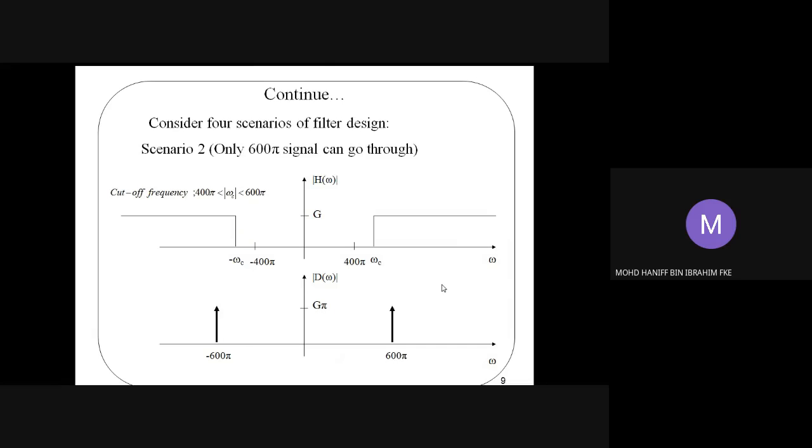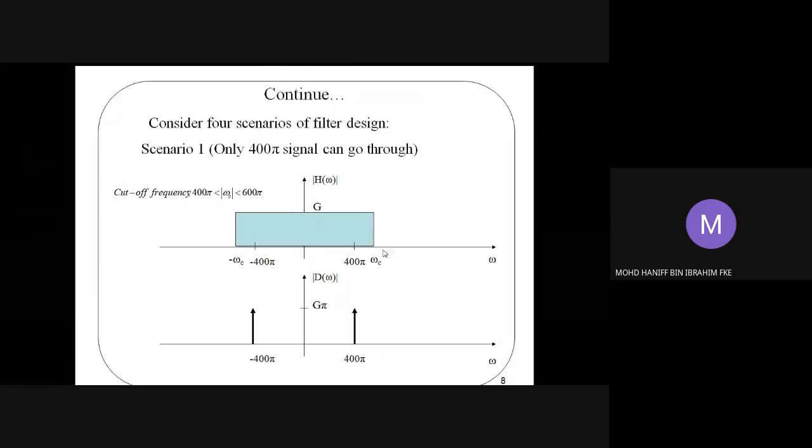Okay, this should be the second scenario, in which only the 600 pi signal can pass through the filter. That should be the pattern of your frequency response, in which your cutoff frequency will be located somewhere between 400 pi and 600 pi also. This is the passband. The passband value is always bigger than 400 pi, or always bigger than omega c, as opposed to the previous case, where the passband is smaller than omega c.